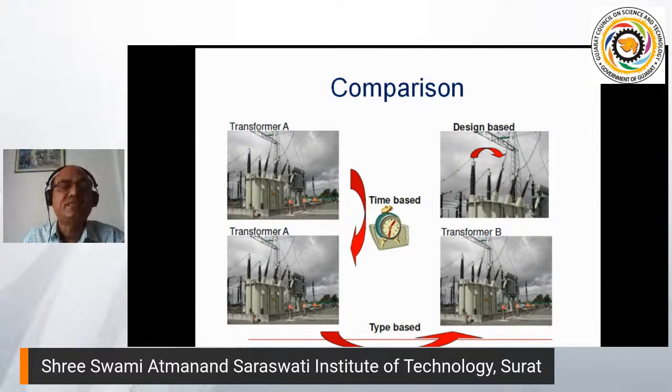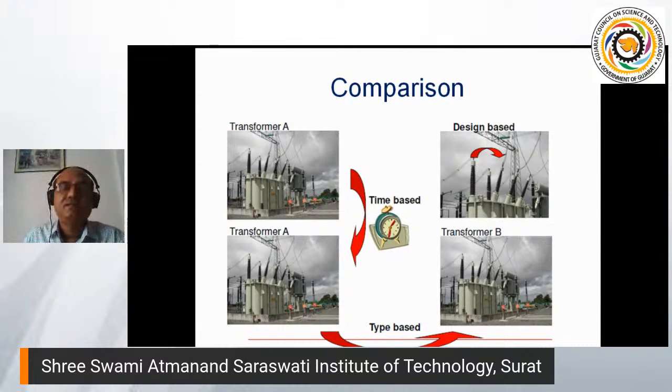So transformer A and transformer A after some time are compared. If these are the same, then it will be understood that no fault is generated. If this comparison shows that these are different, then some fault is generated. So it is a comparison. So you must have a reference.